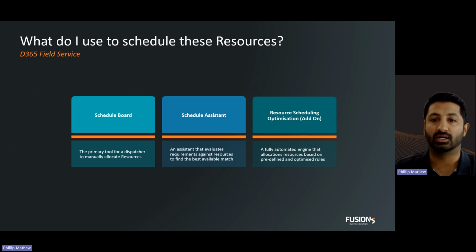And then the last one is RSO, or resource scheduling optimization. A bit of a caveat here: this is an add-on feature, so it is one license greater than your standard field service, but it gives you a full automated experience when it comes to scheduling the right resources to the right work. We can define a set of parameters with rules, filters and conditions, and then just let the engine run its course. So every morning, or on some frequency, you can have all of your work allocated out.